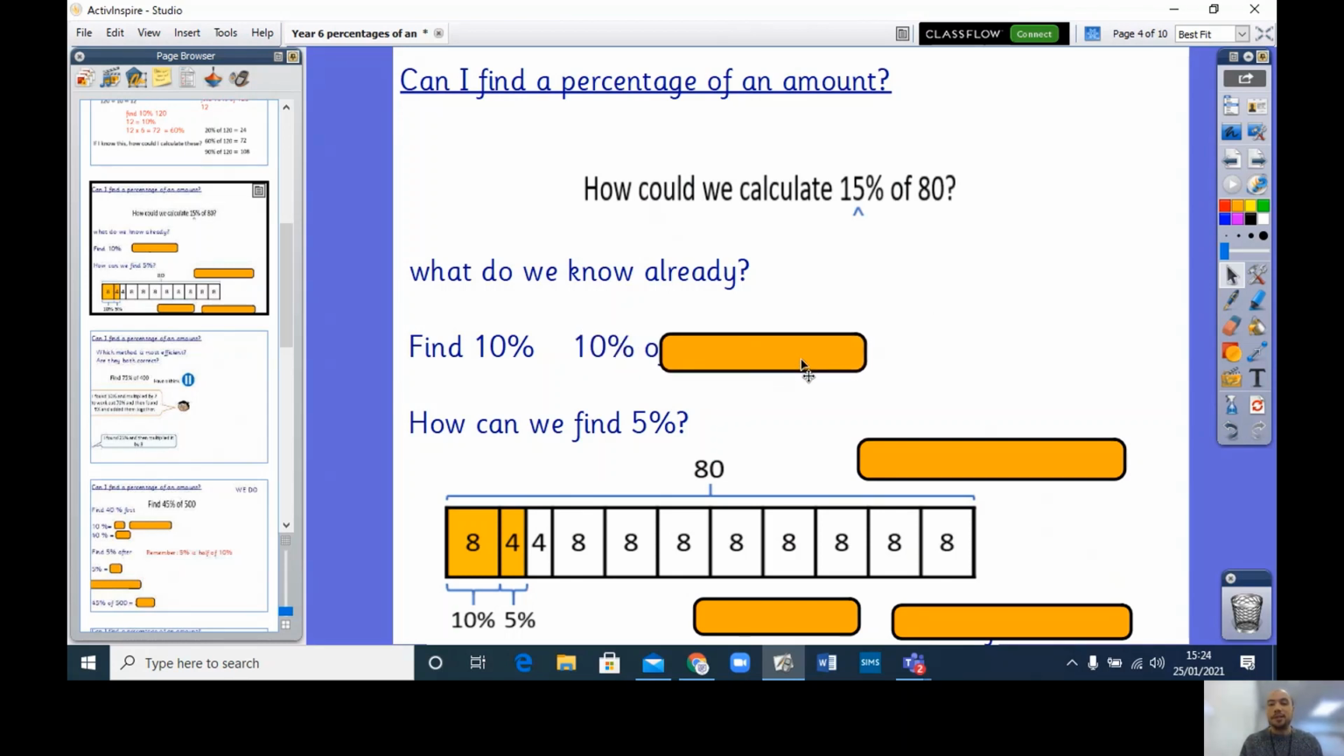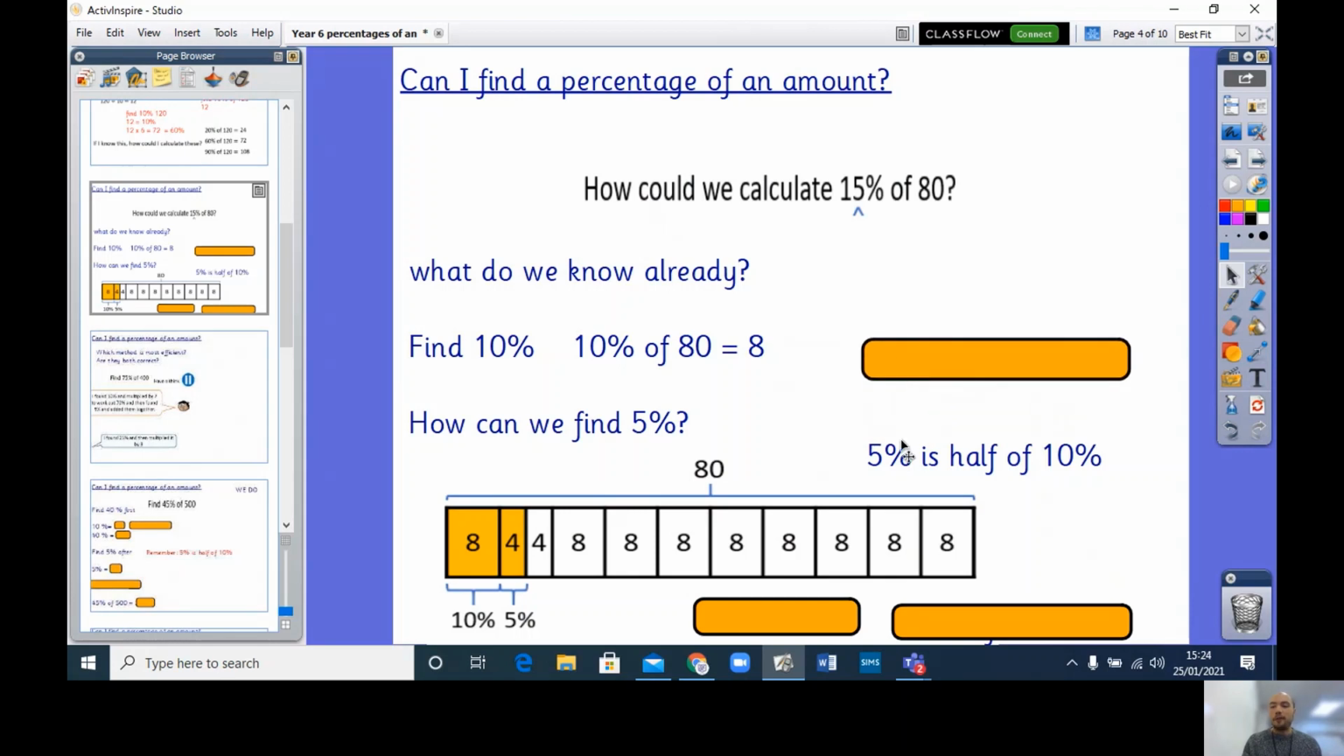So 10%, so we're dividing 80 by 10, equals 8. 10% of 80 equals 8. How can we find 5%? Well, just like when we times to get the bigger number, we know 5% is half of 10, isn't it? So if 10% is 8, then 5% is going to equal 4, okay? So 5% is half of 10%. So 5% is going to equal 4.